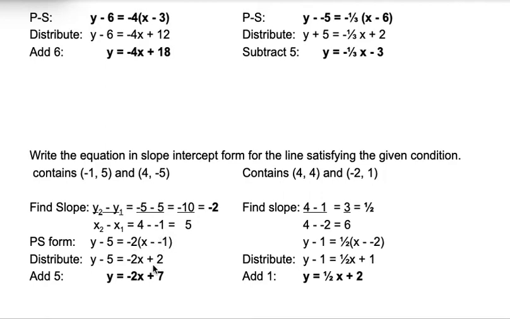Negative 2 times, oh my, I made a mistake there. That should be a minus 2. And then when we add 5, we should actually get plus 3 here. Mr. Schmidt made his first mistake in 12 years.